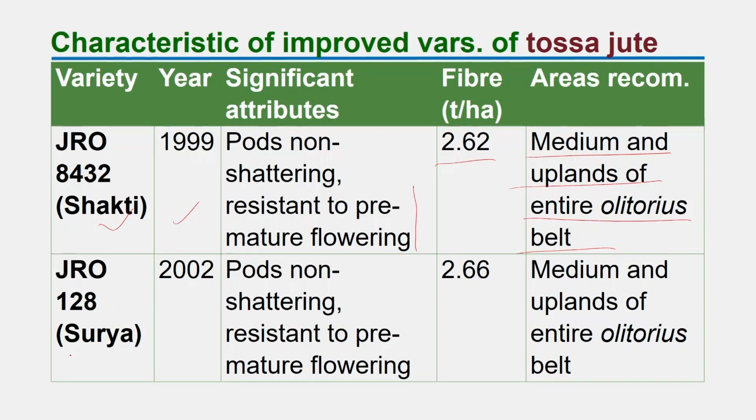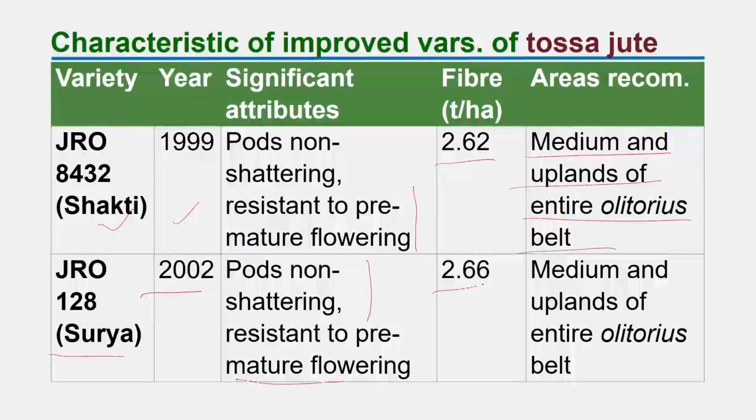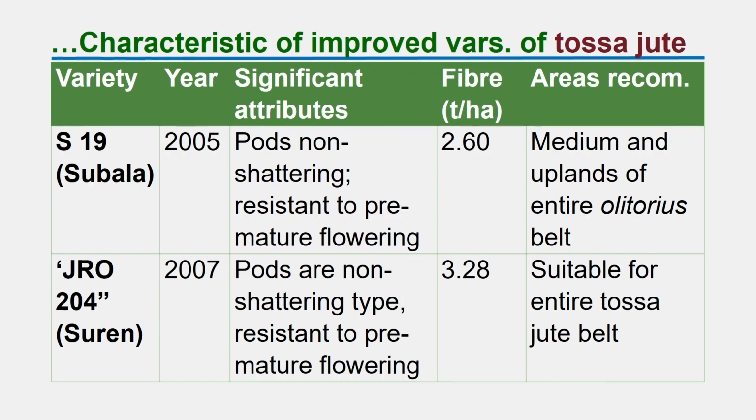JRO 128, which is known as Surya. This JRO 128 variety was released in 2002, and its pods are non-shattering, resistant to premature flowering. So non-shattering pods is also a good characteristic because seed can be recovered or saved. And the yield potential is high, 2.66 tons per hectare of fiber, and it is also recommended for medium and uplands of entire oleaginous belt of the country.